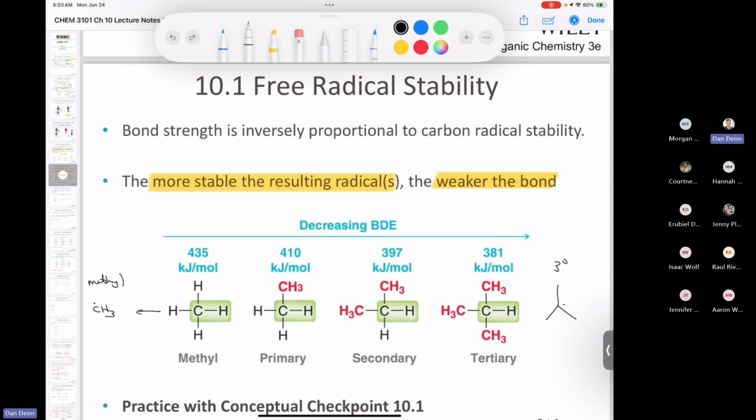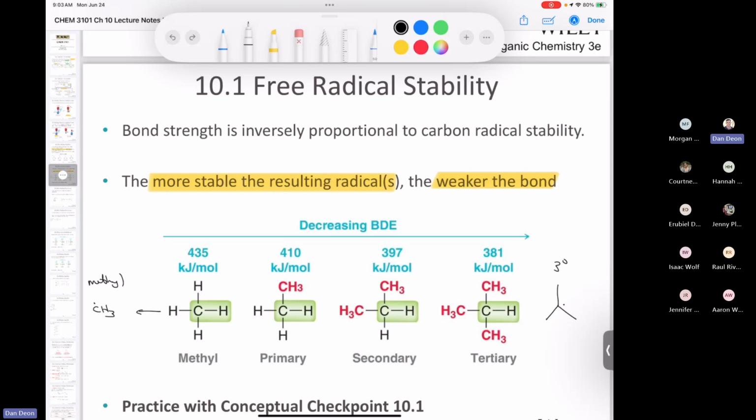And so you might think, okay, well, what's the difference? 381, 397, 410, 435. Well, the difference between 381 and 437 is huge. That's a big, big difference. And so this bond is much weaker. Why? Because you end up forming a more stable radical.